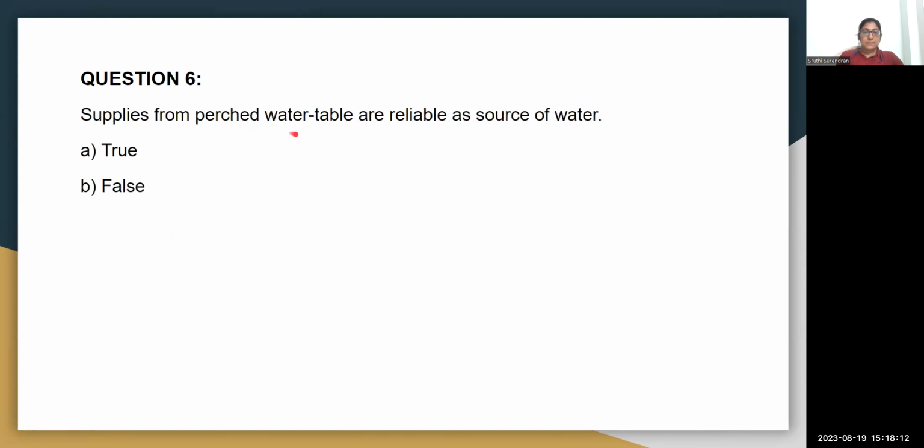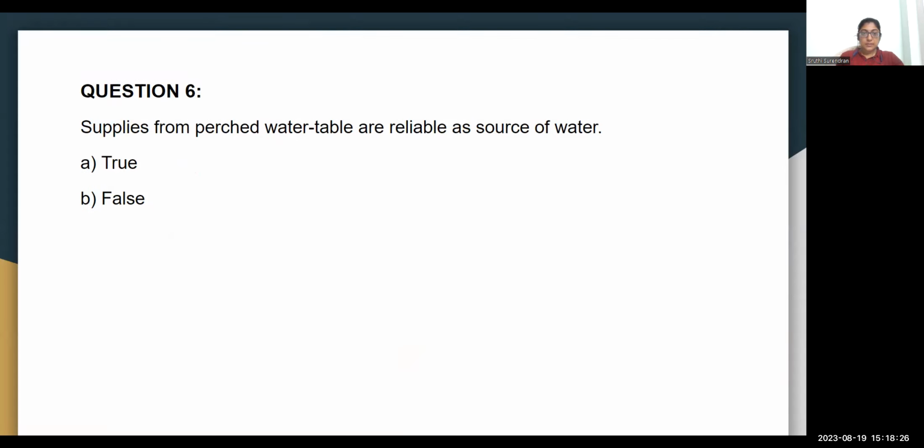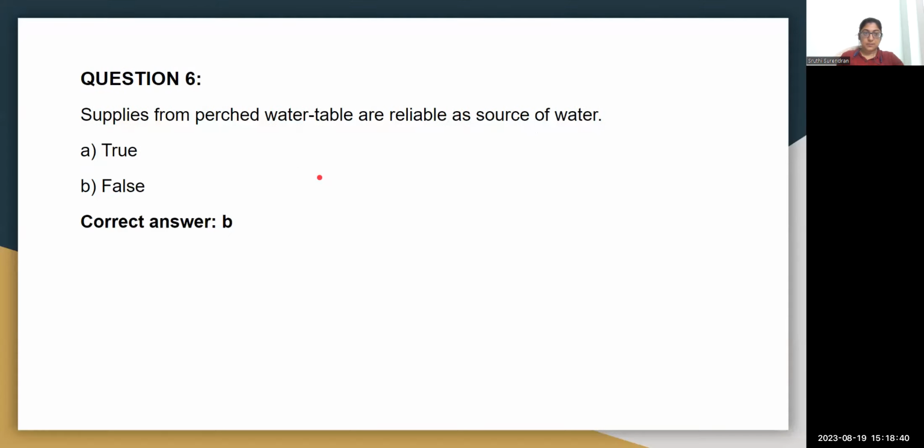Now, supplies from first water table are reliable as a source of water. Is it true or false? Correct. So we just talked about first aquifers, where the water available is very small in quantity, and it is not going to be available for a very long period of time. So it is not a reliable source of water. The correct answer is false.